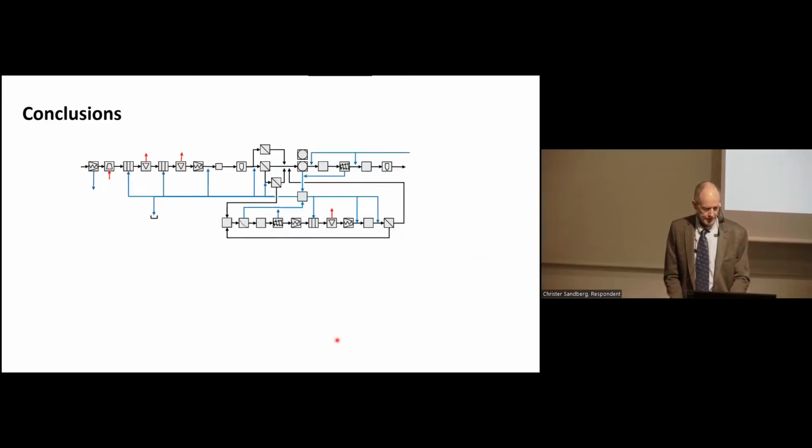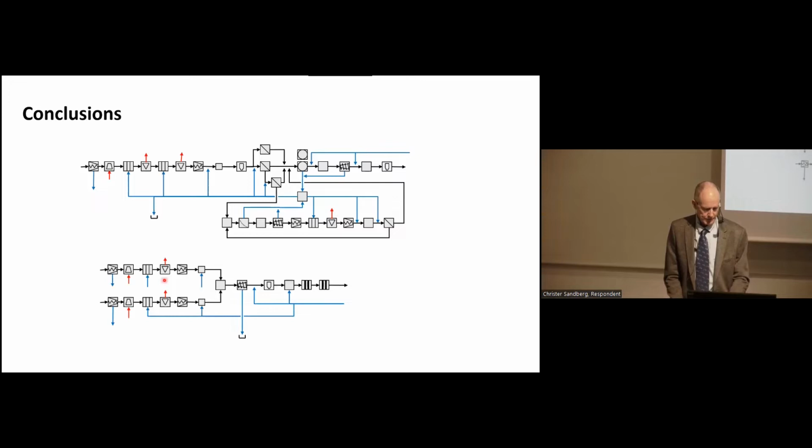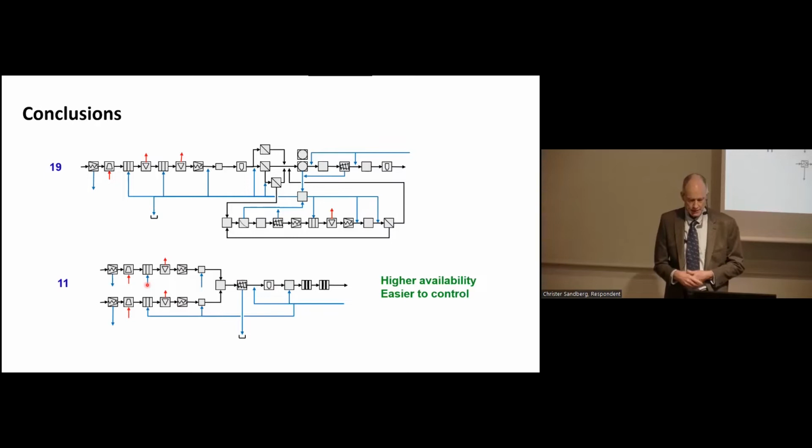So going from this to that process. This process has roughly 19 unit operations. And if you exclude this whole reject treatment and design a process like this, you only need 11 unit operations. Also, this kind of simplified process has higher availability because there is less equipment, and it's much easier to control because there are not so many steps in the process.